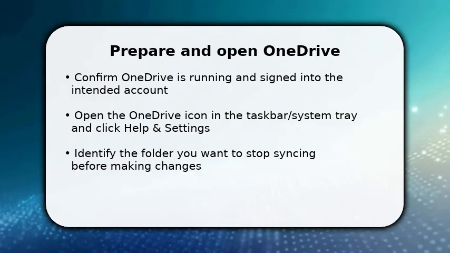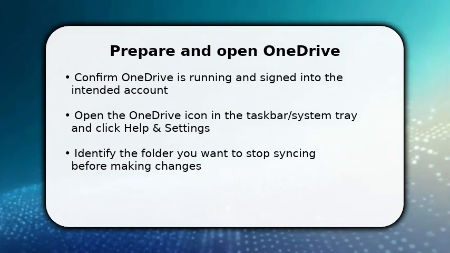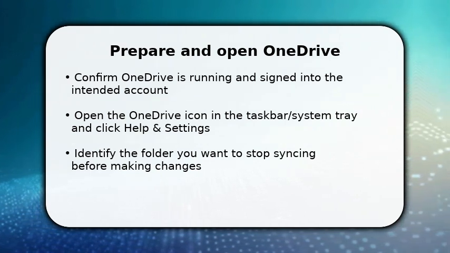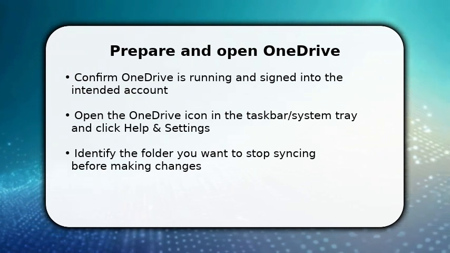You start by confirming OneDrive is active and you're signed into the correct account. This prevents unlinking the wrong profile. Once done, open the OneDrive icon in the taskbar or system tray and choose Help and Settings to reveal preferences.